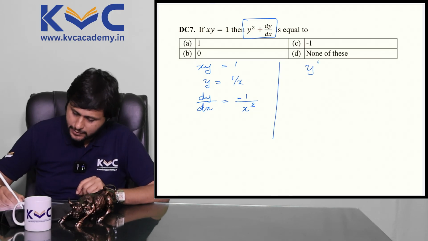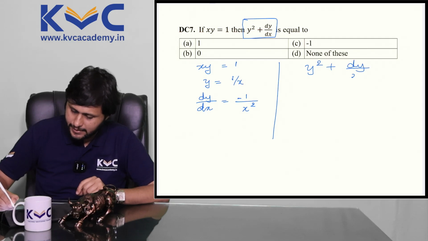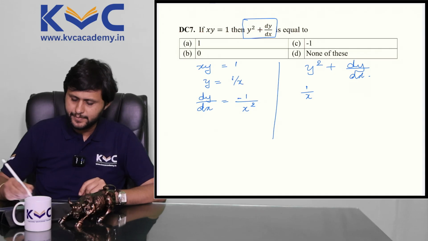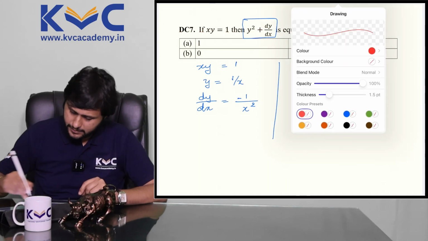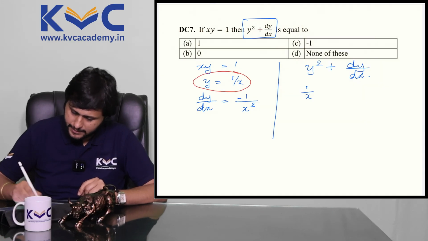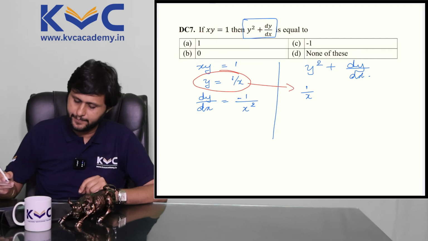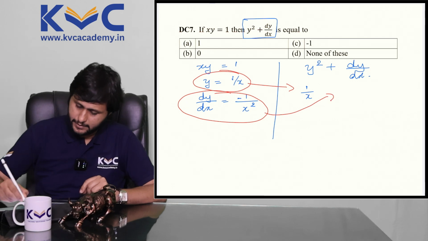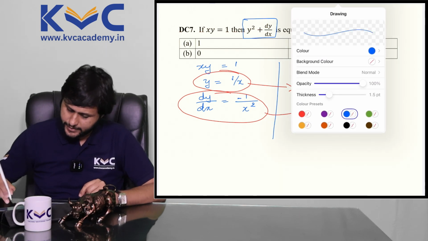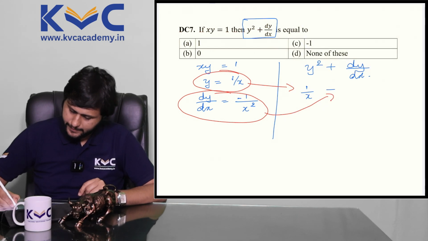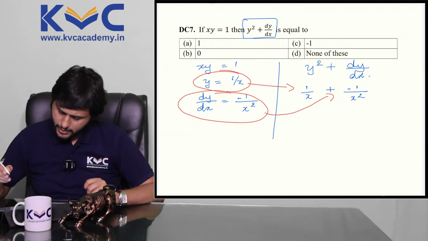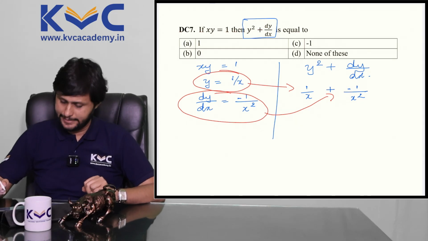Now this is not the requirement. Requirement says y square plus dy by dx. What is y? y is 1 by x. Correct? From where did I get this? Here. See, I'm highlighting now. This is y, this is the value of y. Correct? And this is the value of dy by dx. Correct? Okay. So now I'll substitute it. I get plus 1 by x square. Correct? Do we have that option? No, we need to simplify this further. Looks like, okay.